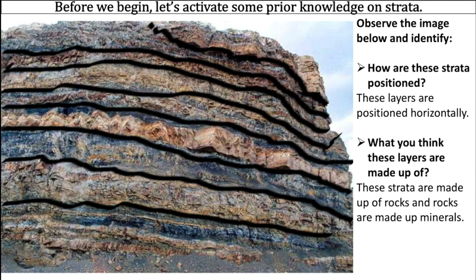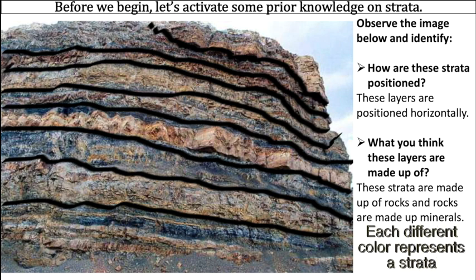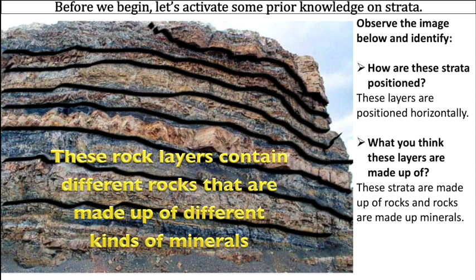How are these strata positioned? These layers are positioned horizontally. Horizontally. What do you think these layers are made up of? These strata are made up of rocks, and rocks are made up of minerals. This image has a variety of colors, and each color represents a rock layer or strata. These rock layers contain different rocks that are made up of different kinds of minerals.